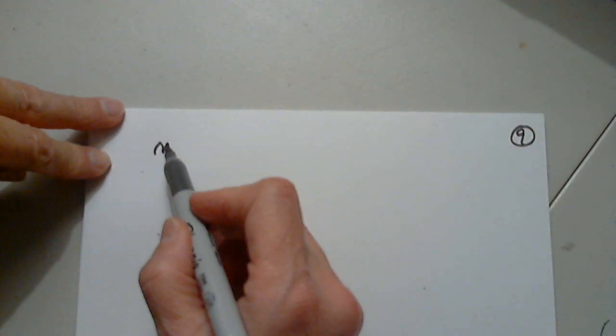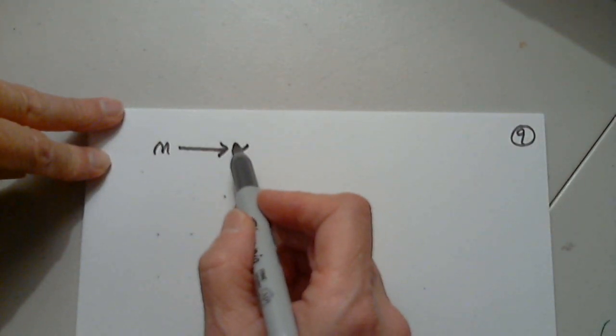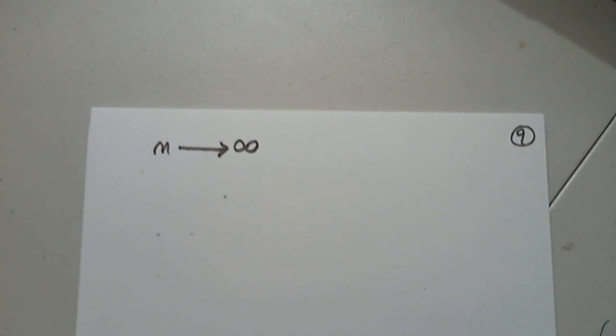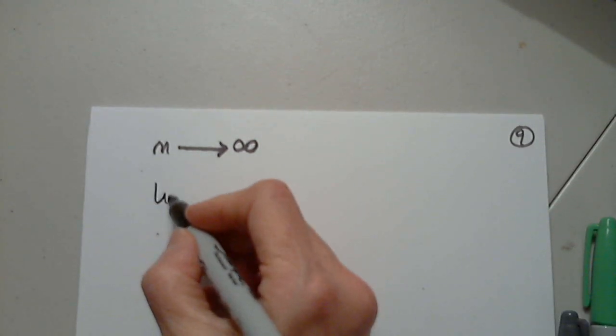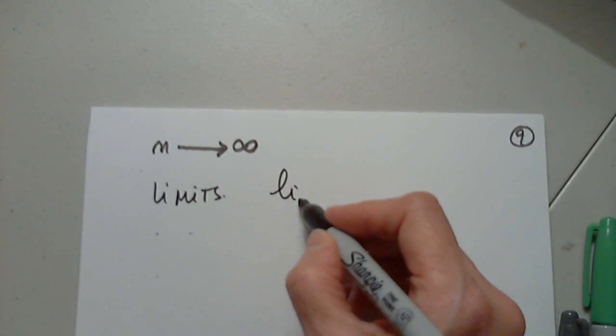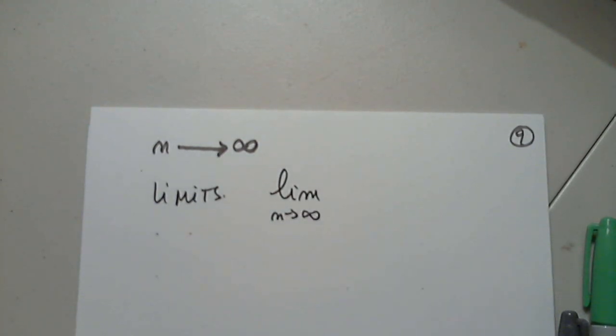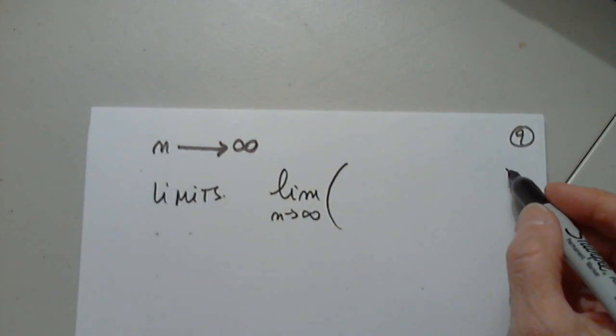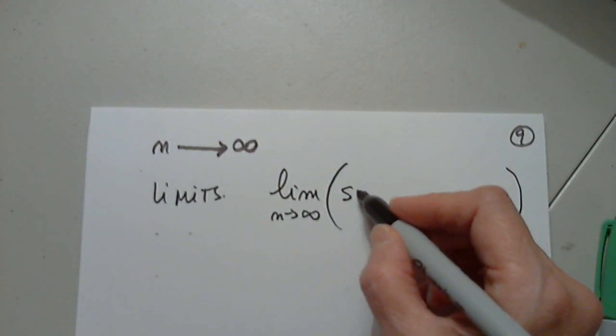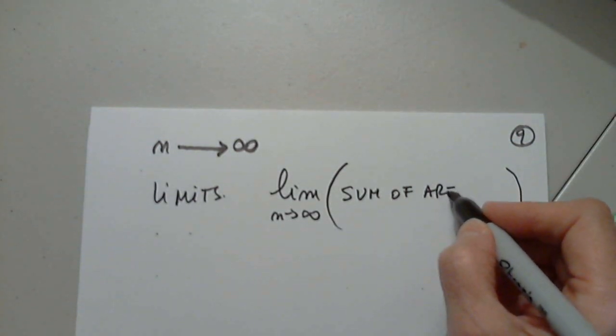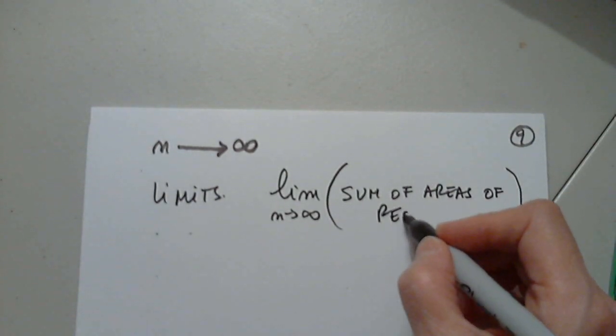When we say the more, the better, we studied something very important in this class. Where have we seen something like this? In connection to what? Limits. Absolutely true. Limits. So the limit as n approaches infinity, I'm going to write it in words first, of the sum of areas of rectangles.